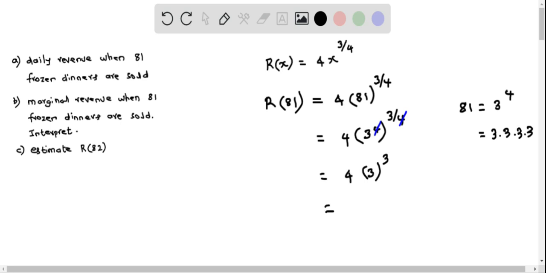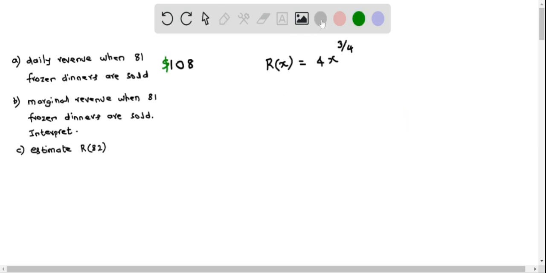And 3 raised to the power of 3 equals 27. So this becomes 4 times 27, which is equal to 108. So therefore, the revenue obtained when 81 frozen dinners are sold is $108.